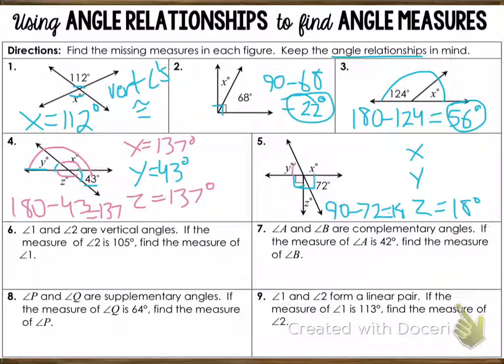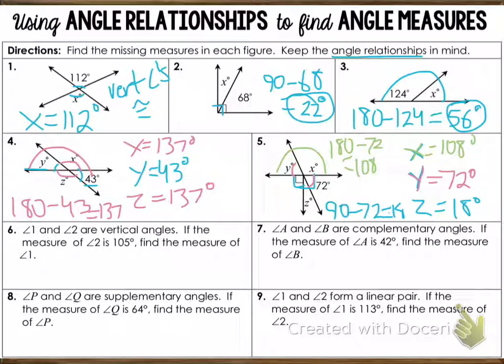Y is actually vertical to 72. So actually, let me make y pink. Since it is vertical to 72, it is congruent to 72 degrees. So that means y also has to be 72 degrees. And then we can find x because y and x add up to 180. So let me make the x green. So now we're going to do 180 minus 72. And then when you solve for that, you get 108. So x is going to be equal to 108 degrees.